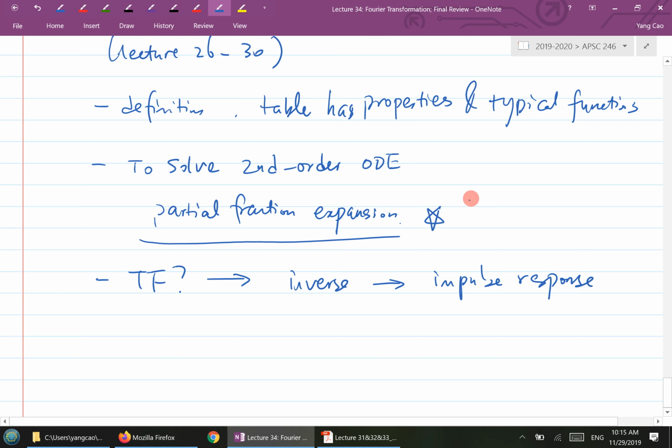We also used Laplace transform to solve a special type of ODE. If you recall, I gave you an example when you have a stepped signal, a piecewise signal. When you have piecewise, it's very difficult to solve in the time domain, but it's relatively easier to solve in the S domain. Okay.